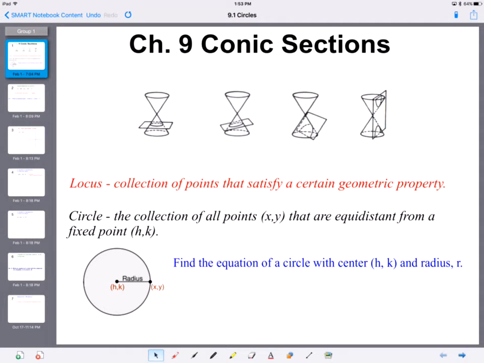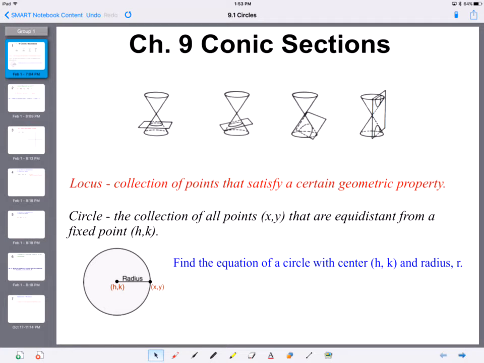If you do it at an angle, you get an ellipse. You cut it more at an angle here on this third one, you're going to get a parabola, and then the fourth one, when you cut kind of both sides of the cone, you get what's called a hyperbola. So those are going to be our four conic sections that we work through. The first one today is going to be the circle.